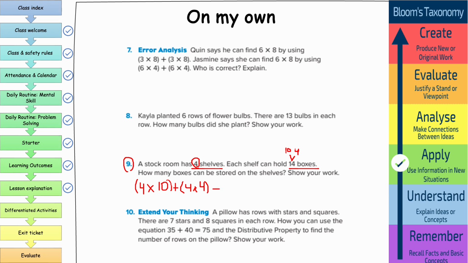Now 4 times 10 is 40 plus 4 times 4 is 16. Now 40 plus 16 is 56. So this is the final answer. Then you will do question 7, 8 and 9 by yourself.